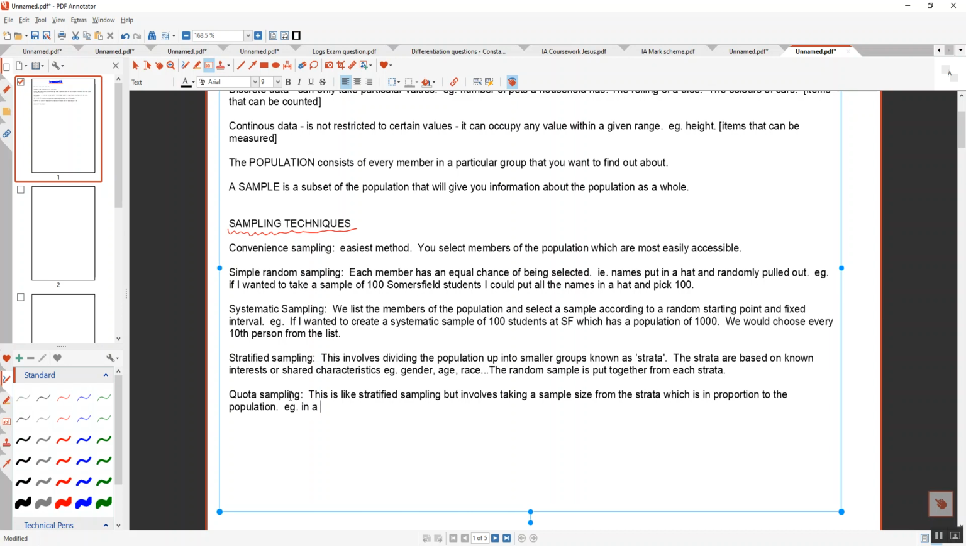So e.g. in a school of 1,000 students, 60% are female and 40% are male. Your sample will contain 60% female and 40% male.